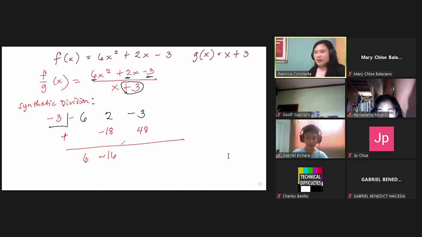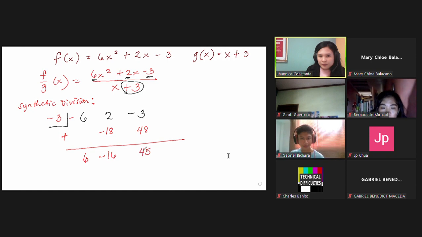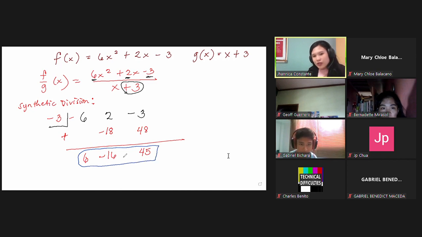Negative 3 times negative 16 is equal to 48. Negative 3 plus 48 is equal to 45. The number that you have here will stand as your coefficient and the constant number once you write your answer as the quotient of the two functions that we have.